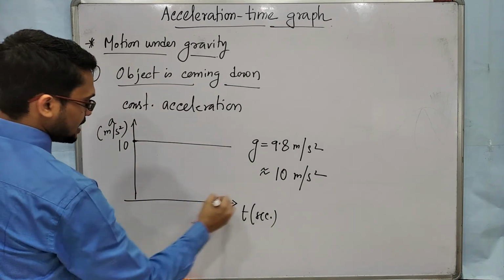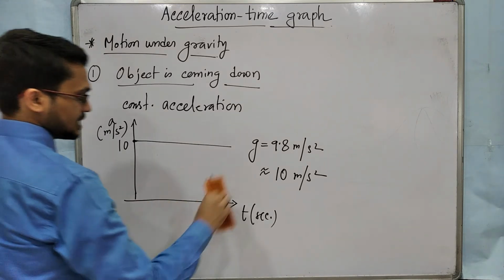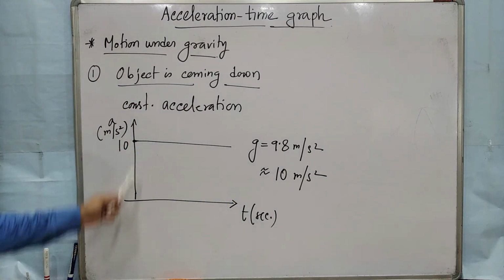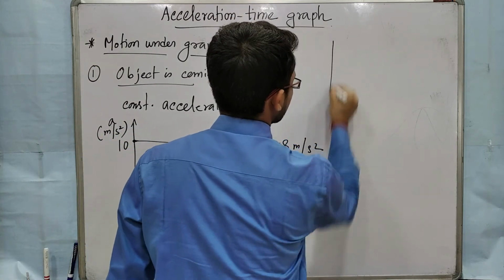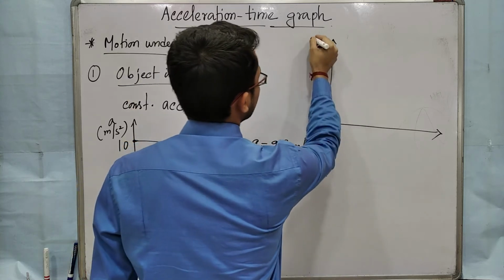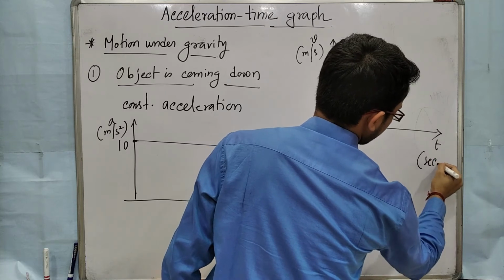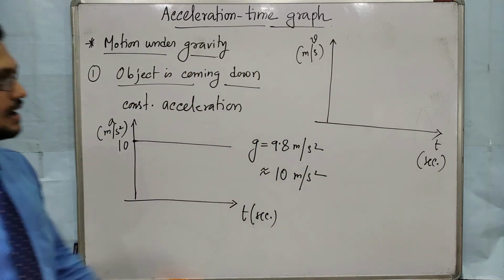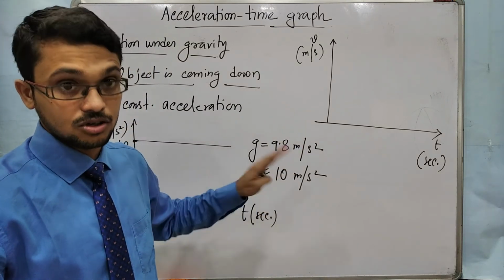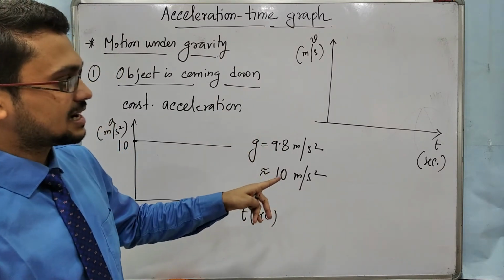And this area under the curve tells about the change in velocity in a particular time. Okay. Now suppose you want to draw the velocity time curve from this one. So velocity time curve. So velocity will increase, right? It is falling down. So velocity meter per second, and this is time second. So velocity will increase, okay, and velocity is increasing at a constant rate, and the rate is 10 meter per second square. Okay, constant rate means the graph will be a straight line.